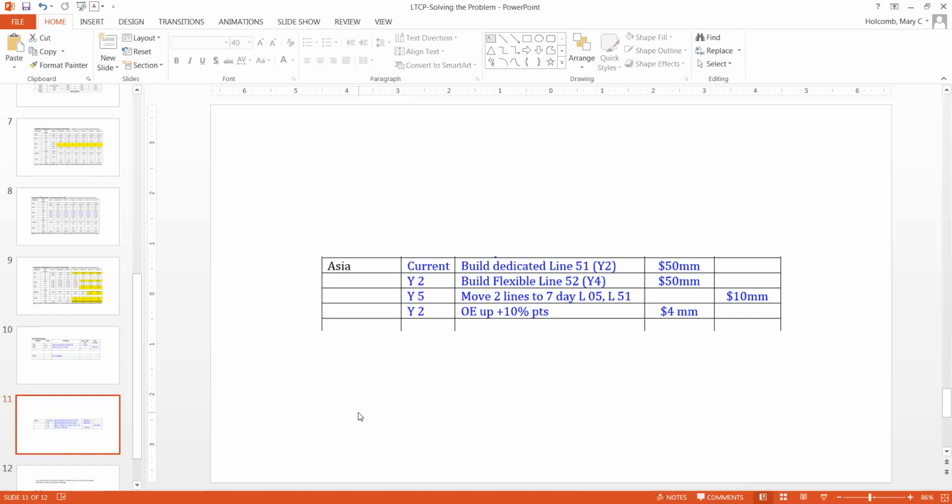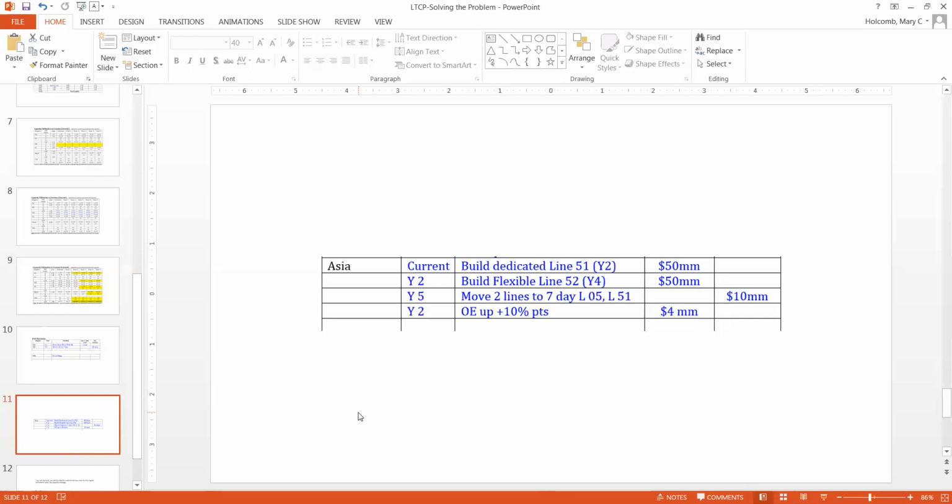We're going to move those 2 lines then to a 7-day operation. So the new one that we built in terms of 51, that's going to be that dedicated line, as well as the original line that we had. We're going to move those, and that's going to be a $10 million cost in terms of converting those particular lines over, and that's going to be one that we have to take into account.